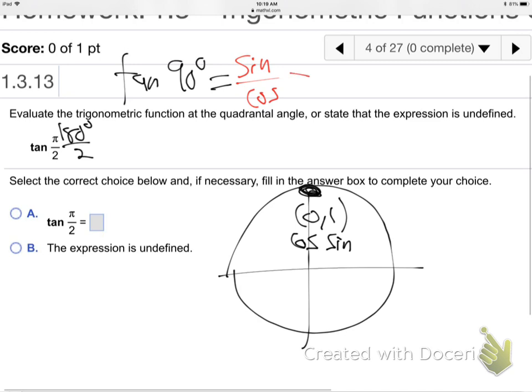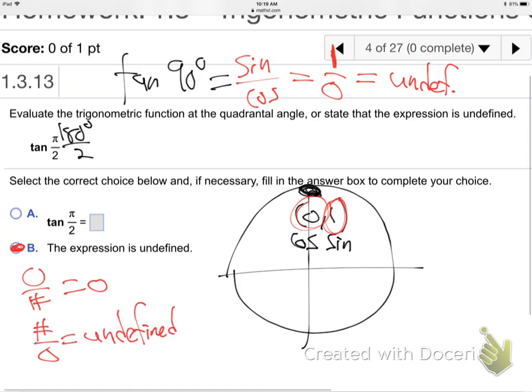So tangent is sine over cosine. So that's going to be 1 over 0, like that, right? At 90 degrees, the sine is 1, the cosine is 0. And what is 1 divided by 0? It's undefined. Yeah, get your calculator, try it, it'll give you an error, or say undefined. The expression is undefined. It's important that you know 0 over any number is 0, but when 0 is in the bottom, it's undefined.